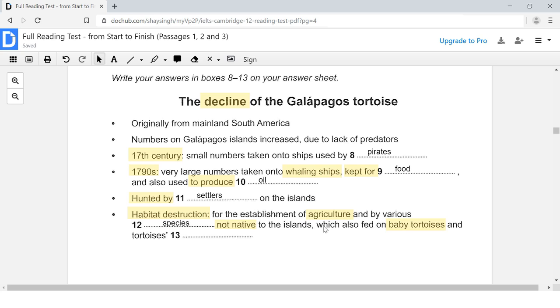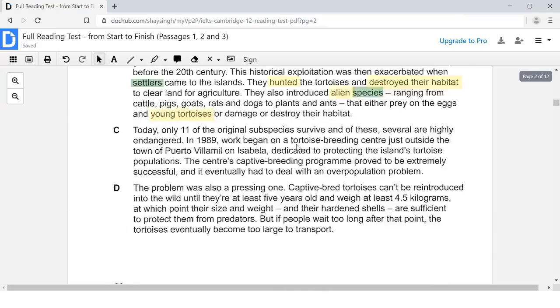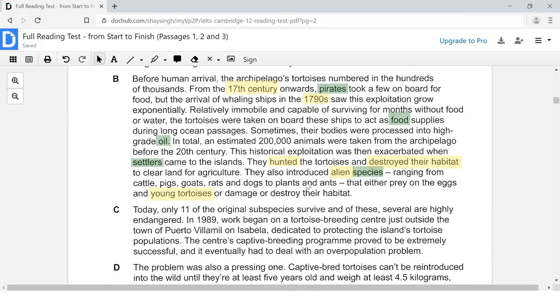Now the next part here says, which also fed on baby tortoises and tortoises what? Something that belongs to tortoises. We see that here with the apostrophe. We are looking for something that belongs to the tortoises. So they fed on baby tortoises, and we already found the synonym language for that. It said young tortoises up here. But here it says that either prey on the eggs and young tortoises or damage or destroy their habitat. So these eggs, they belong to the tortoises.